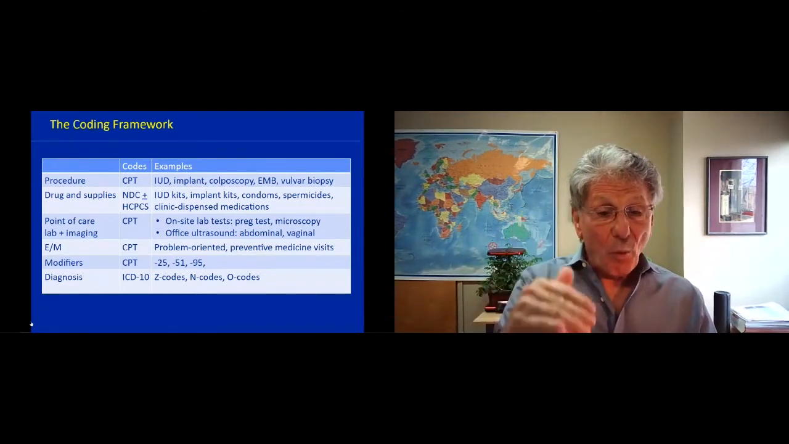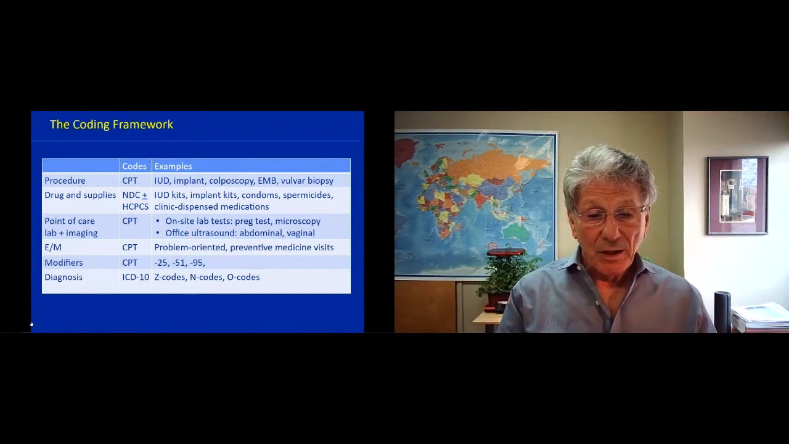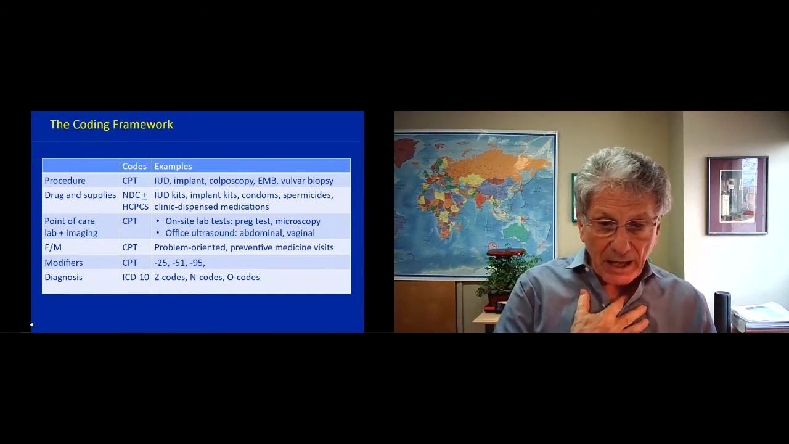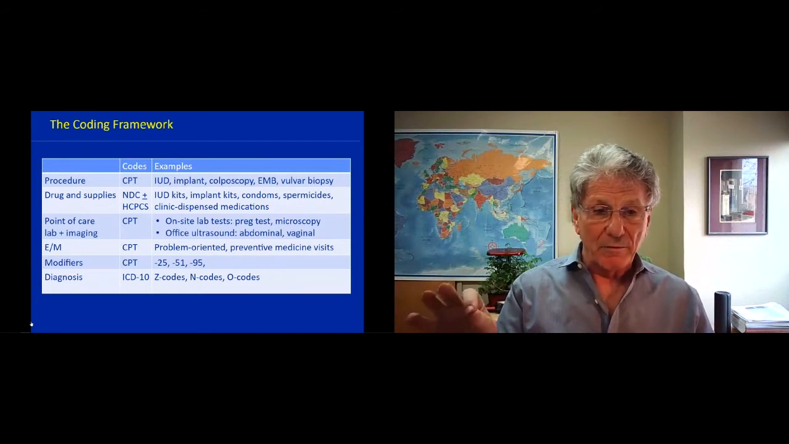So these are all the whats of what you did. And then the bottom is the why. It's an ICD-10 code, which usually will start, in our case, in reproductive healthcare, with the letter Z, the letter N, or the letter O as in olive. Next.